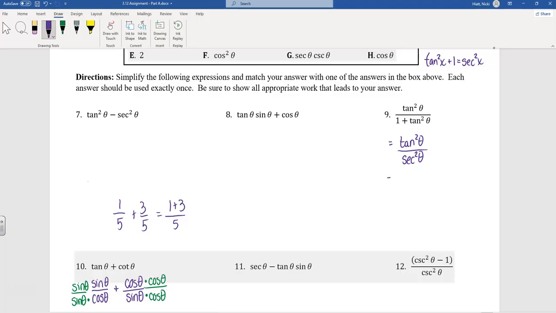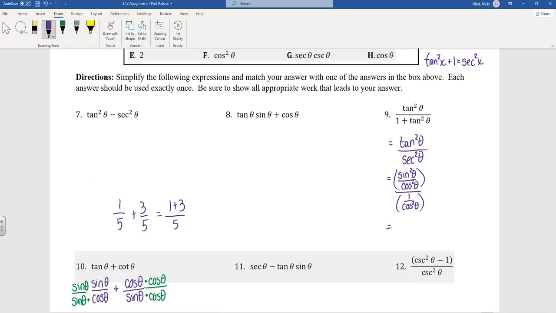Yes, I would go to all sines and cosines now. But if you could do it from the beginning, if you put these together where it's just secant, it makes it so much easier to deal with there. So now I would do sine squared theta over cosine squared theta divided by secant squared theta, which is 1 over cosine squared theta. What do we do when we have complex fractions?